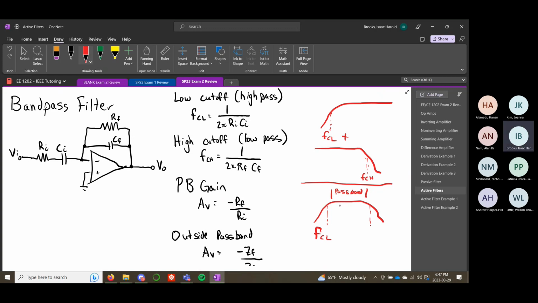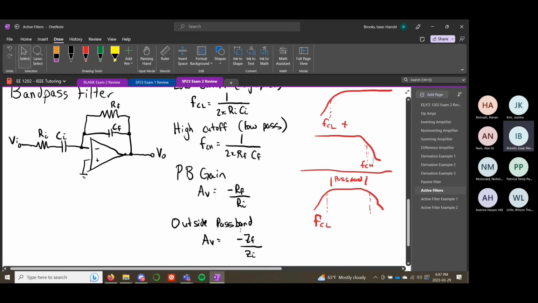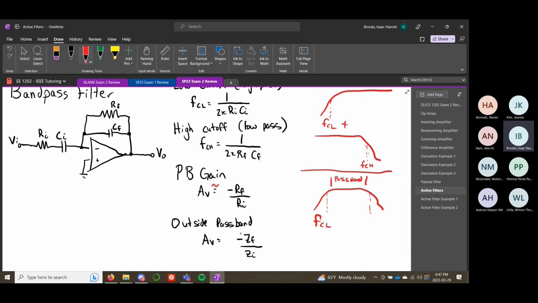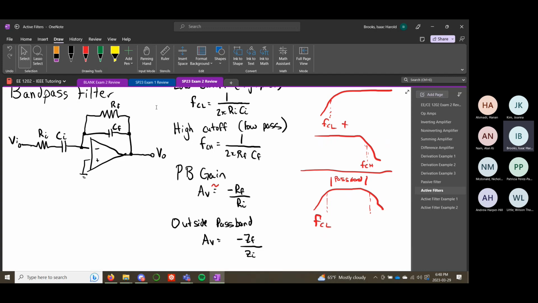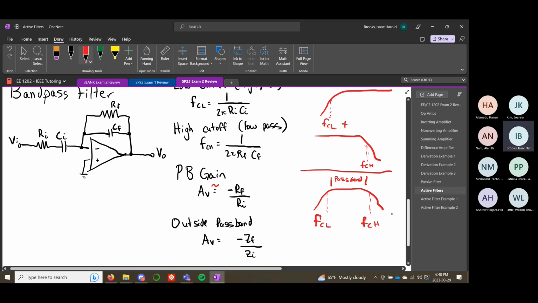Your passband gain, again, in the passband, that's where we're assuming that the capacitors are not having an effect. So we can ignore them and just use the resistors in this inverting amplifier. And outside the passband, we do consider, again, this is an approximation. Outside of the passband, we do consider those capacitors. So we have to use the impedances, where ZF is this parallel impedance, and Zi is your series impedance here. So mathematically, they're really just a combination of the other two filter circuits. But if you can understand those other two filters, you just combine it for here, and then make sure that you remember that there are two cutoff frequencies here.